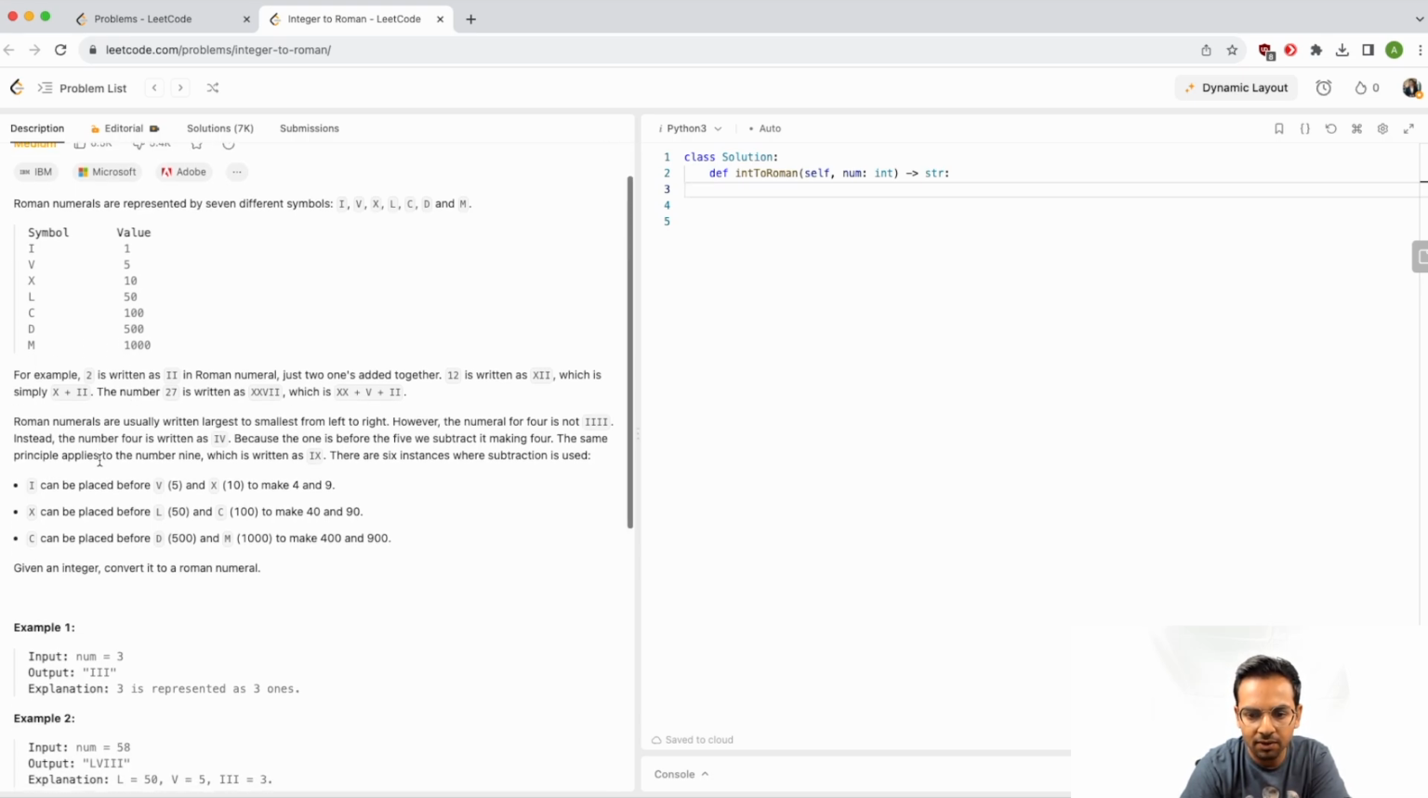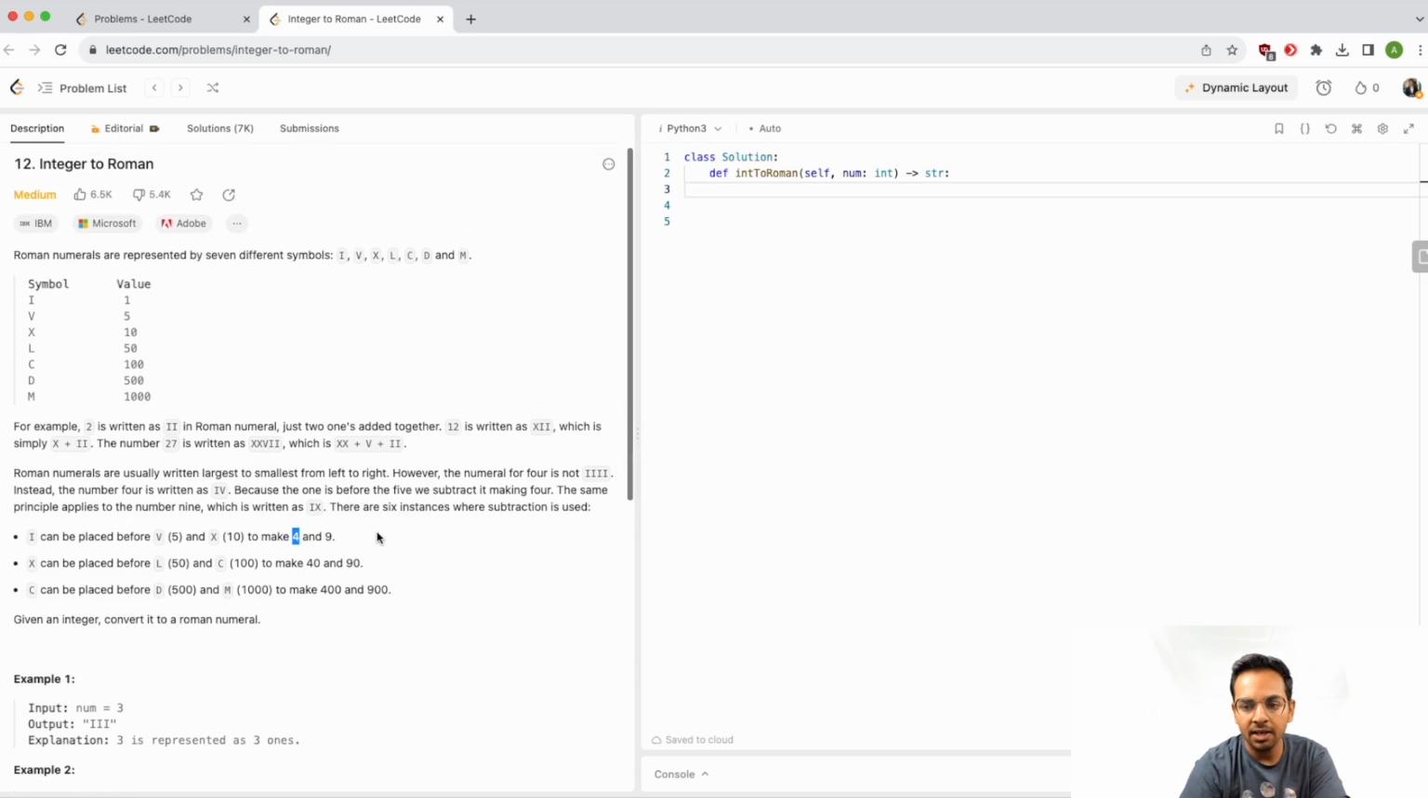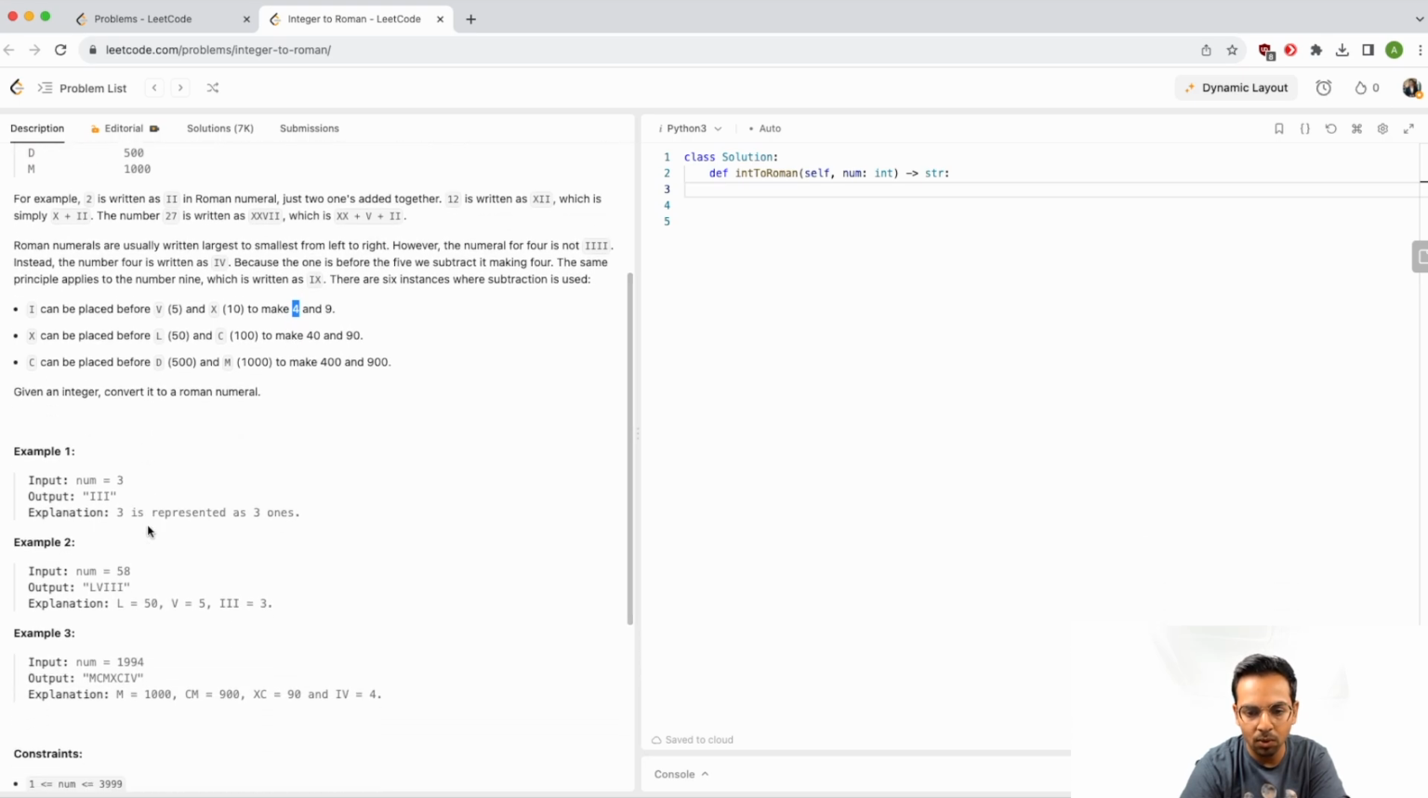And then there are a couple of other ones, the tricky ones I call them. It's like the 4s and 9s, right? So if we keep I in front of V, IV would be 4. IX would be 9. Similarly, XL would be 40, XC would be 90, CD would be 400 and CM would be 900. I know it's a lot to read in the description, but let's just go one by one.